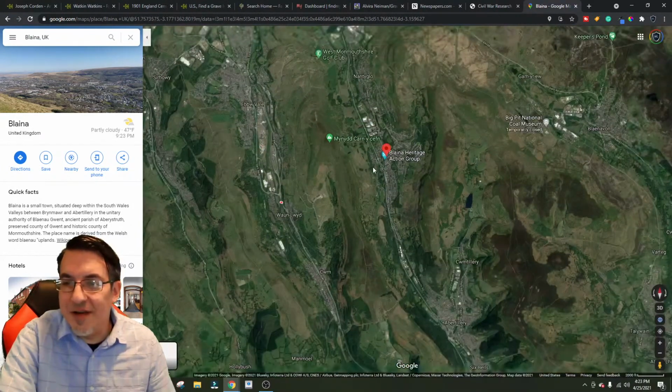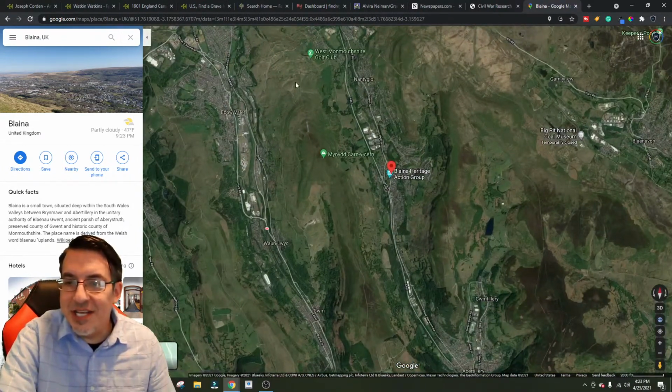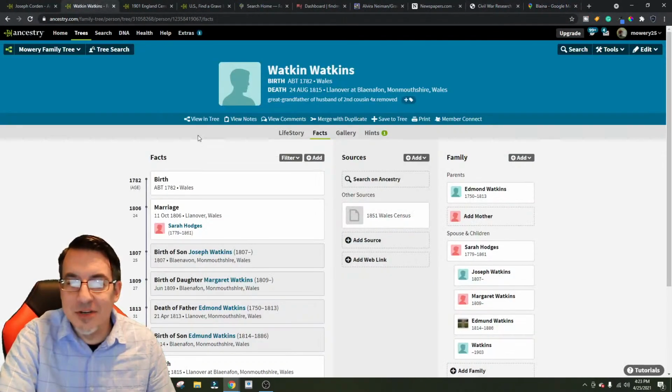Now, Wales is a very mountainous, kind of hilly region. You see this kind of big mountain right here, right? Okay, now, let me show you my family tree for a second.